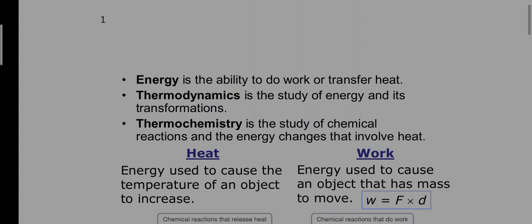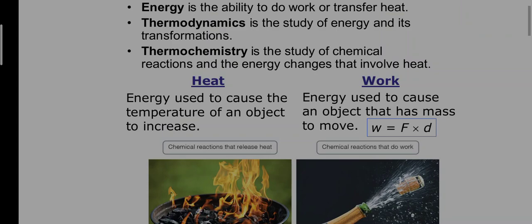Let's start. Energy is the ability to do work or transfer heat. Thermodynamics is the study of energy and its transformation. Thermochemistry is the study of chemical reactions and the energy changes that involve heat. Heat, and what is heat? Energy used to cause the temperature of an object to increase. And work is energy used to cause an object that has mass to move.